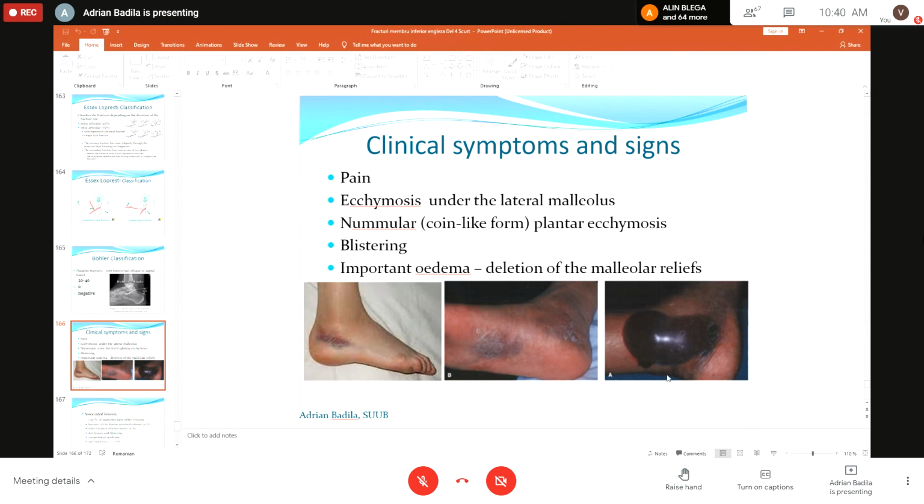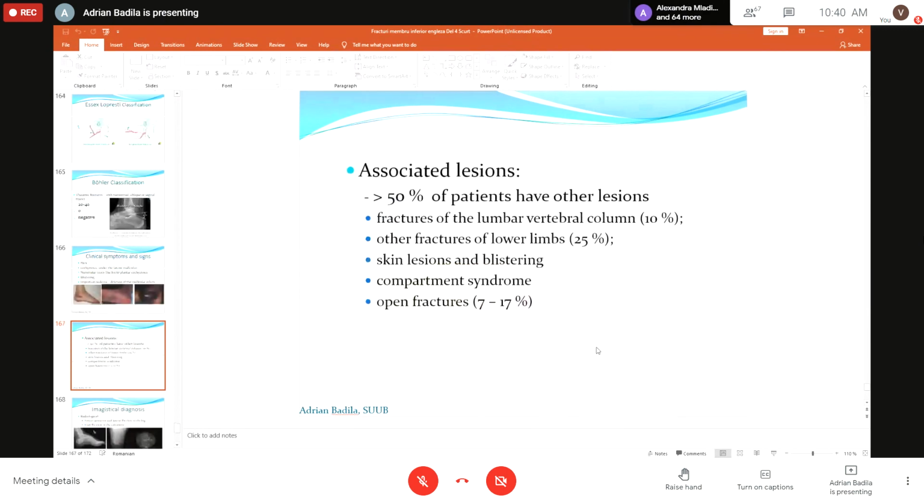Blistering, as in most cases in this area, and important edema with dilation of the malleolar reliefs. The patient has pain and cannot walk on a fracture of the calcaneum because it's the main support region for the lower limb. As I said, there are a number of associated lesions in many cases: fractures of the lumbar vertebral column, other fractures of the lower limb, lesions of the soft tissues, sometimes compartment syndrome, and open fractures because the calcaneum is located just under the skin.